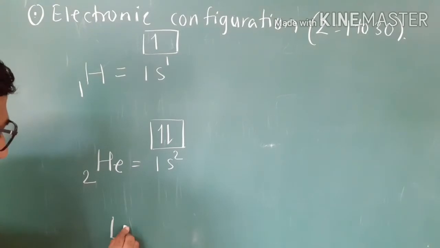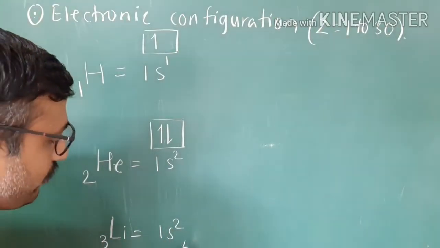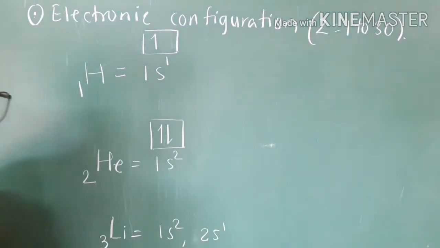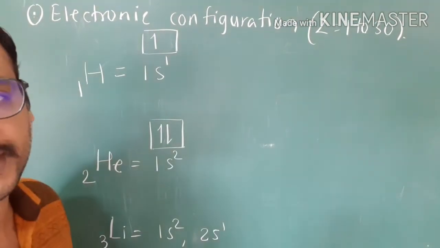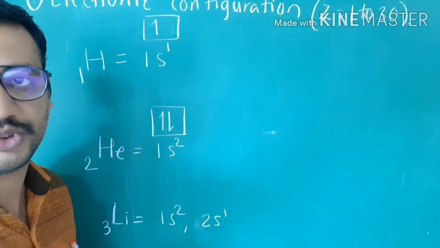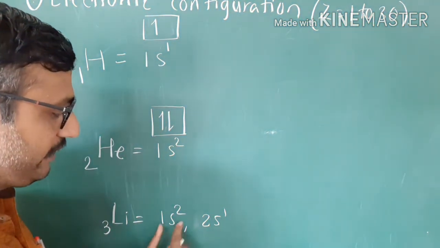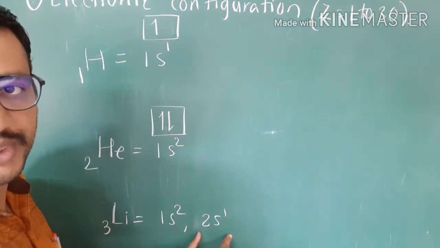Then atomic number 3 is lithium. Its electronic configuration is 1s2 2s1. You should know the sequence, so please see the previous video about the rules of distribution of electrons. In that video, the sequence is given. Once the 1s is filled, electrons will enter the 2s subshell.